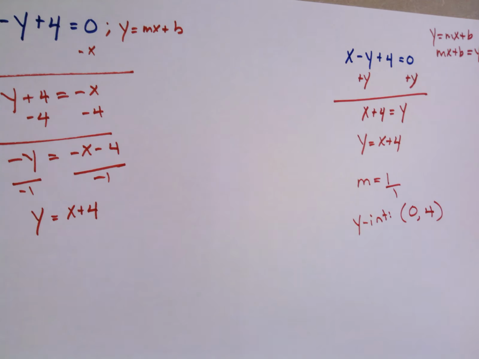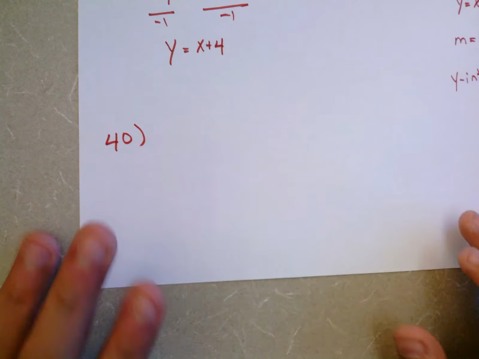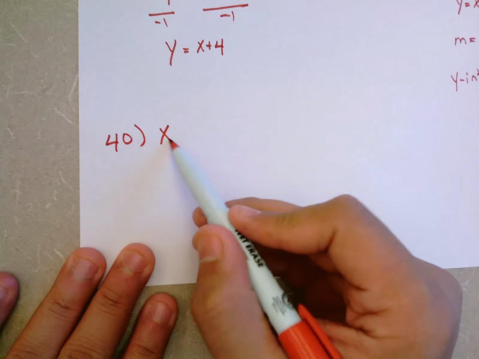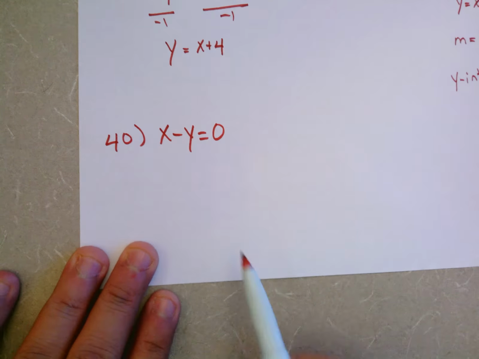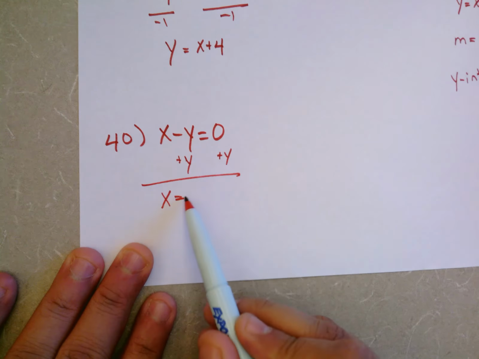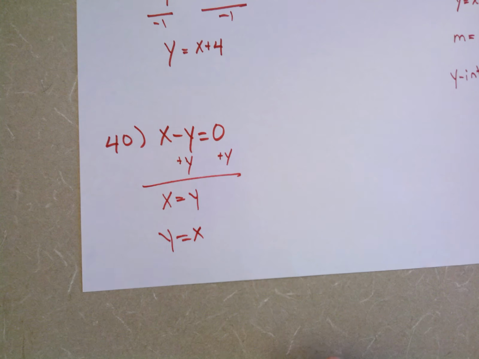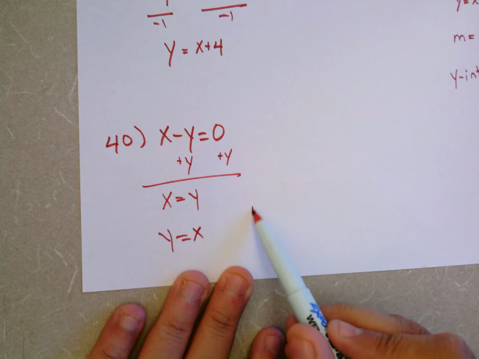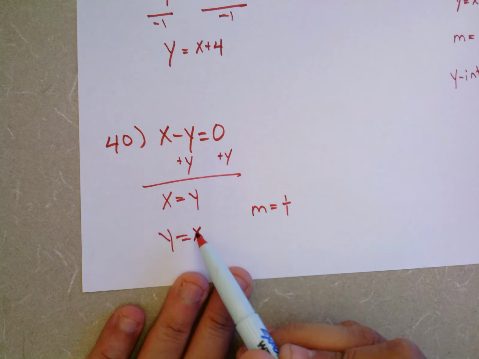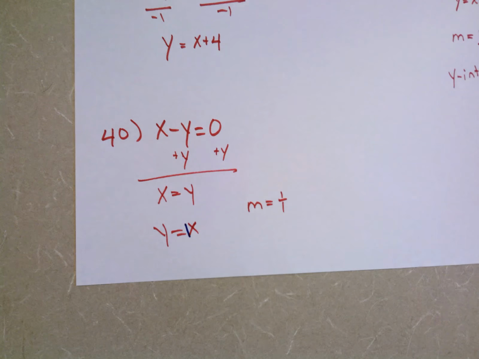One final example is number 40, where we have x minus y equals 0. Again, I can add y to both sides, and I'm left with x equals y, or y equals x. Well, you might be wondering, what is the slope and y-intercept in this equation? I can identify the slope pretty easily. It's 1 over 1. It's the coefficient of x here. Coefficient of x is 1.